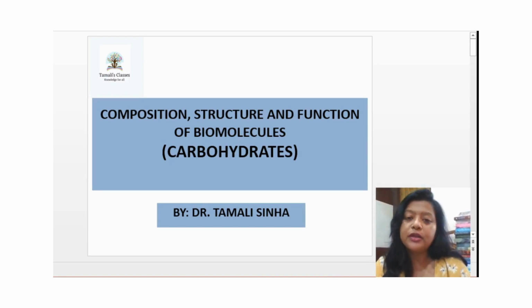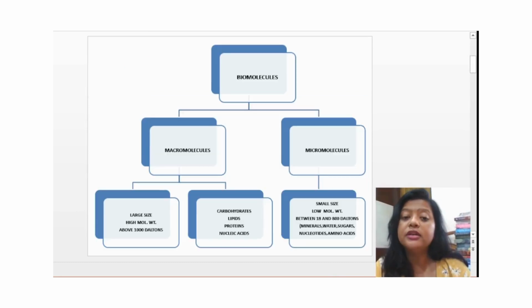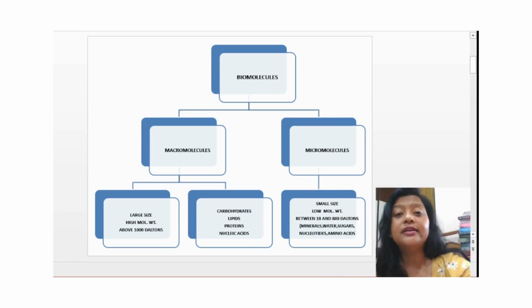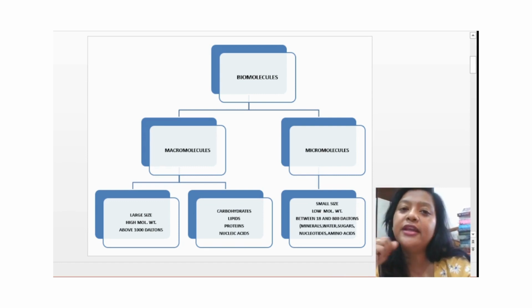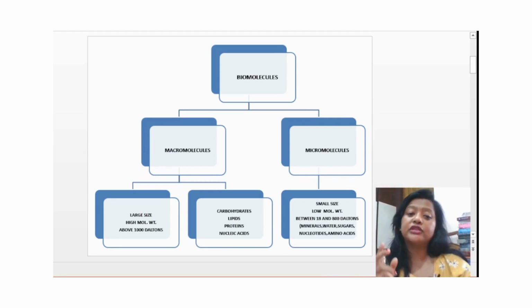Okay. So among those biomolecules, first let's talk about the types of biomolecules. In biomolecules, there are two types, macro and micro. Stick to the end of the class, because I will share something very important with you about carbohydrates, and I am sure it will be very, very helpful for you. So let's continue. Biomolecules are of two types, macromolecules and micromolecules.